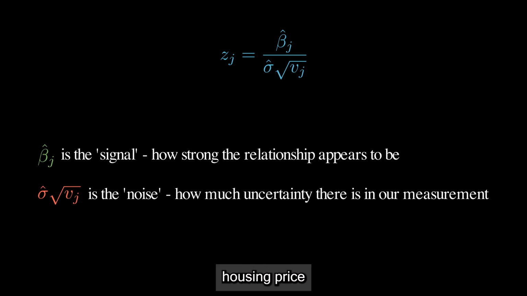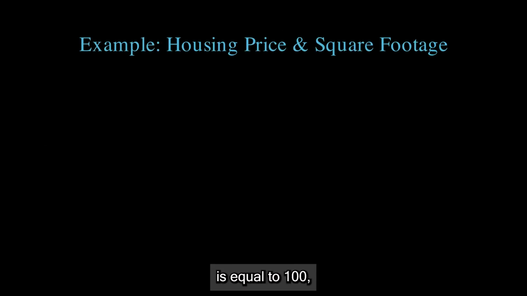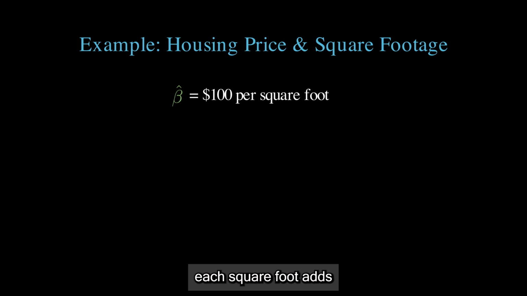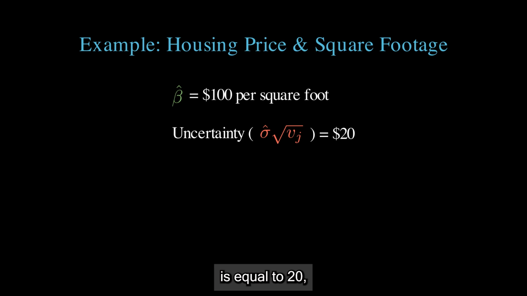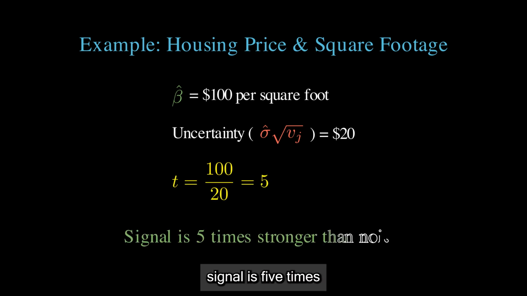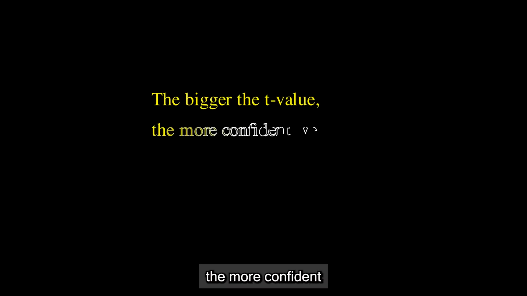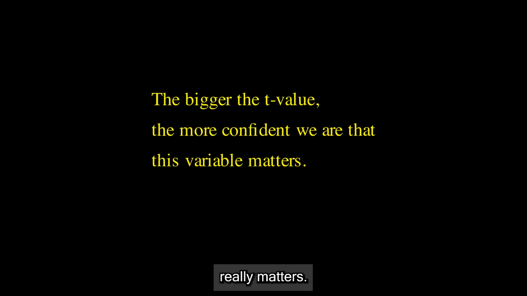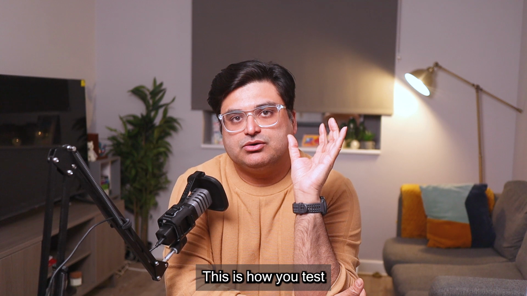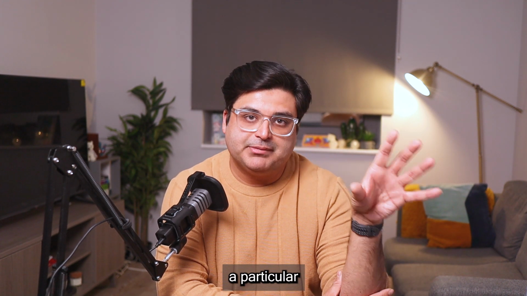Let's say we are predicting housing price and looking at the effect of square footage. If beta hat is equal to 100, each square foot adds $100 to the price, and our uncertainty is equal to 20, then t is equal to 5. This means that our signal is 5 times stronger than the noise, and that's pretty good. So the bigger this t value, the more confident we are that this variable really matters. This is how you test the significance of including a particular variable.